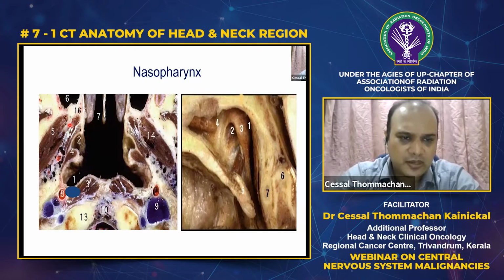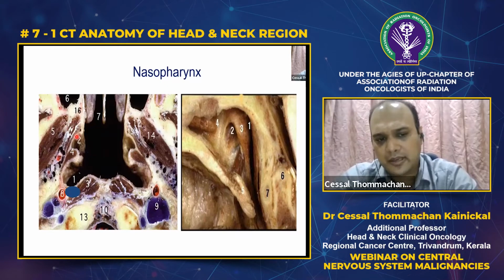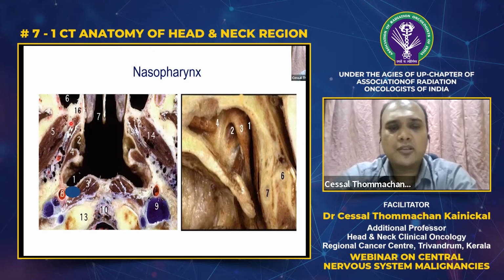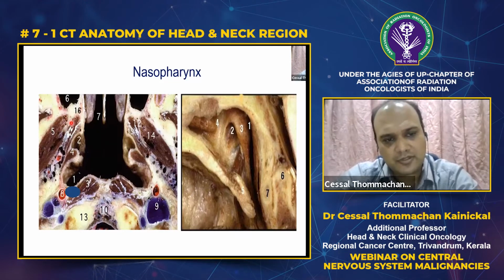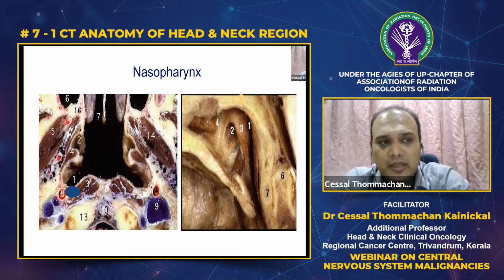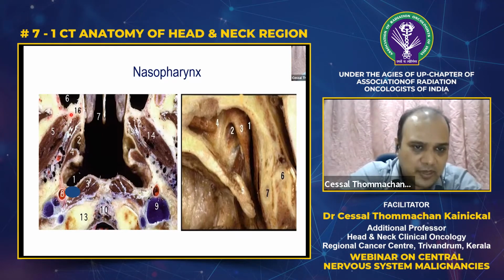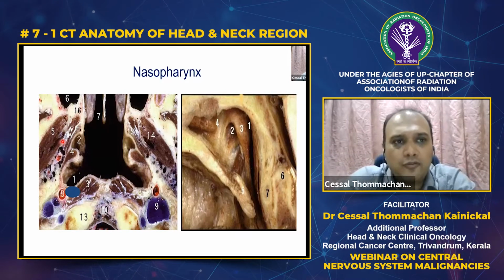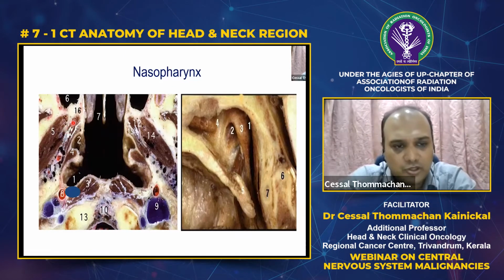We need to understand this because it comes in different paths in the nasopharynx, in the masticator space when we discuss it, and also in oropharyngeal carcinoma. The medial pterygoid muscle arises from the medial surface of the lateral pterygoid plate. It is not arising from the medial pterygoid plate. It is inserted into the medial surface of the ramus of the mandible at the level of the angle of the mandible. I will show you that again later.